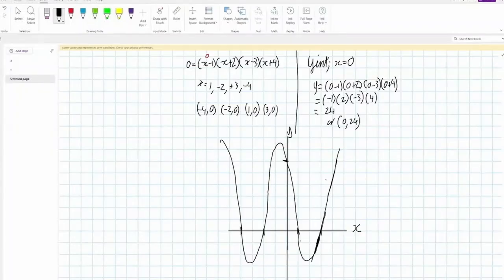That's what our graph should look like, somewhat. So let's go ahead and put in our points. We have -4, 0. We have -2, 0. We have 1, 0, and then we have 3, 0. And then our y-intercept all the way up here is going to be 0, 24. And that is how you draw a quartic when you've got 4 individual factors there.